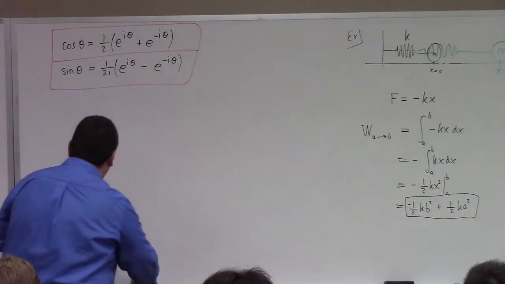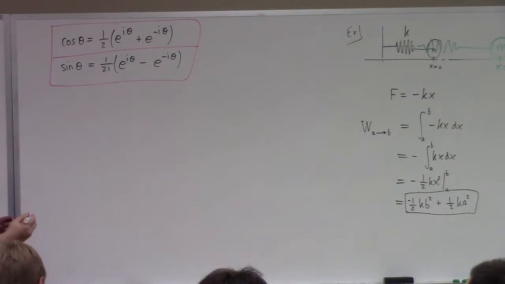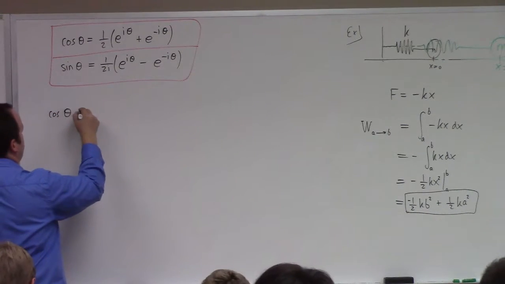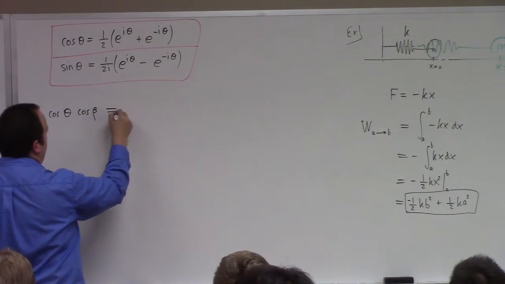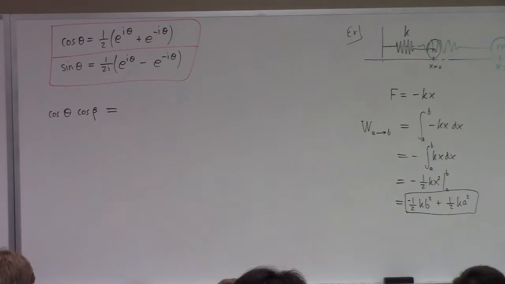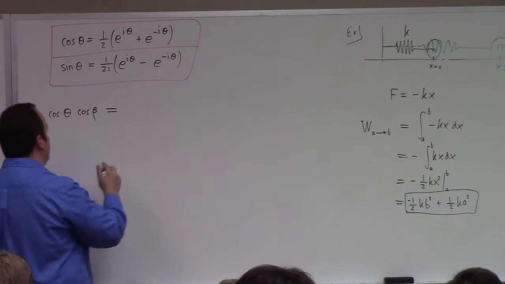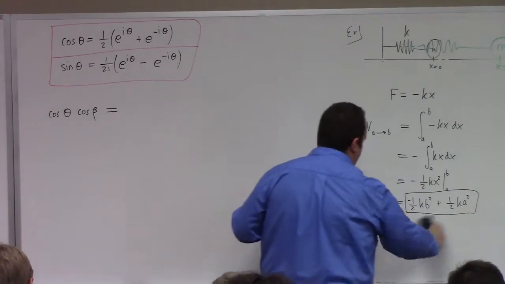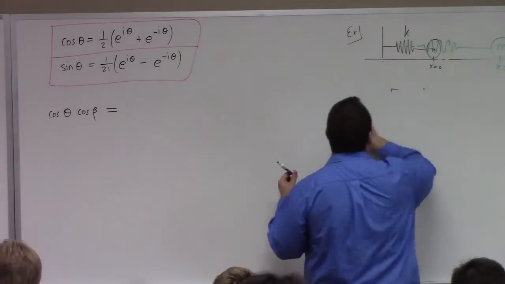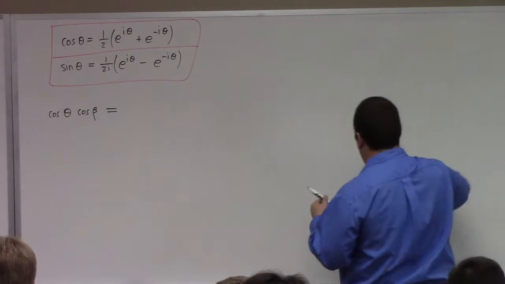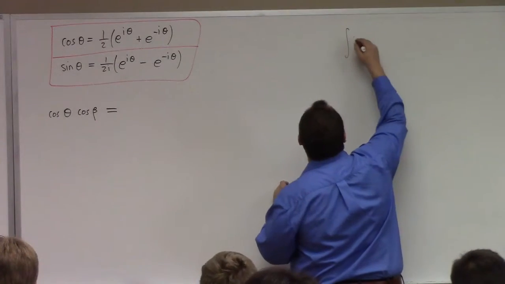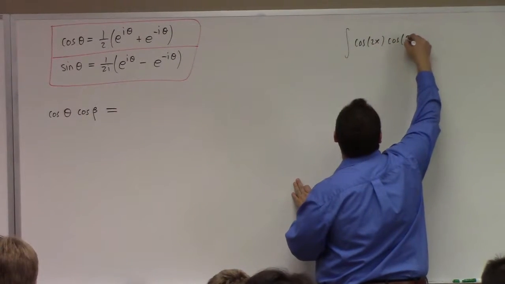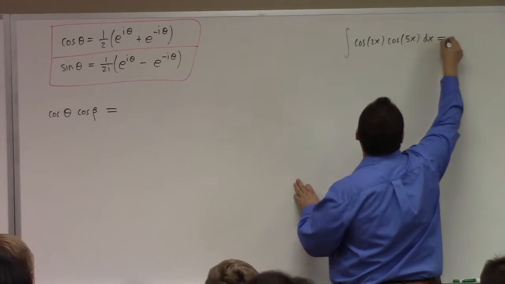So with these in hand, we can do things like calculate the cosine of theta times the cosine of beta. Why would you care about that? Well, I might ask you to integrate that. What if I asked you to integrate the cosine of 2x times the cosine of 5x dx? What would that be equal to?